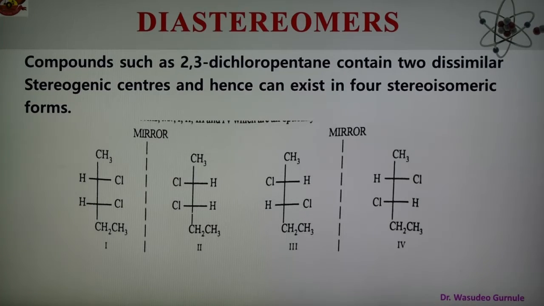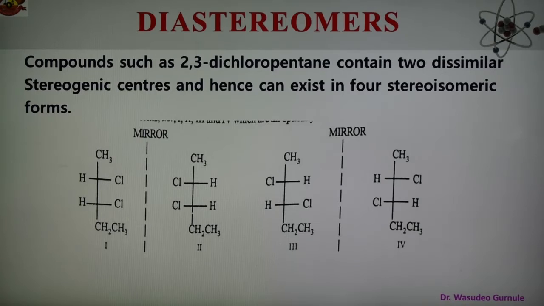Now in this structure, stereoisomers 1 and 2 are non-superimposable mirror images of each other, and therefore represent a pair of enantiomers. One of these enantiomers is dextrorotatory, while the other is levorotatory. In a similar way, stereoisomers 3 and 4 are non-superimposable mirror images of each other, and hence represent another pair of enantiomers, one dextrorotatory and the other levorotatory.